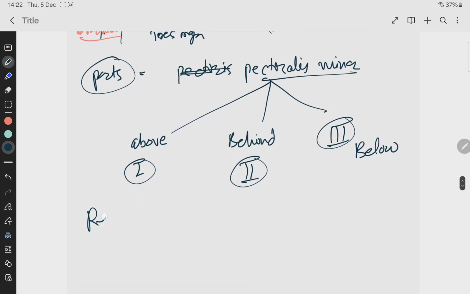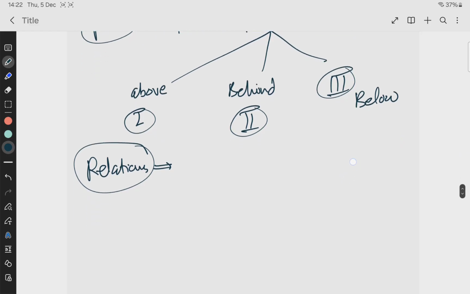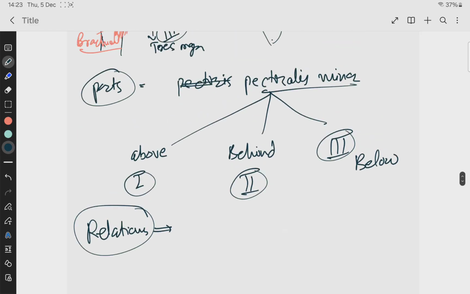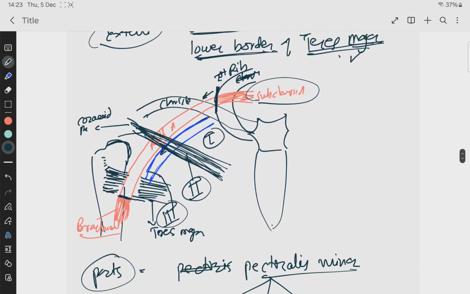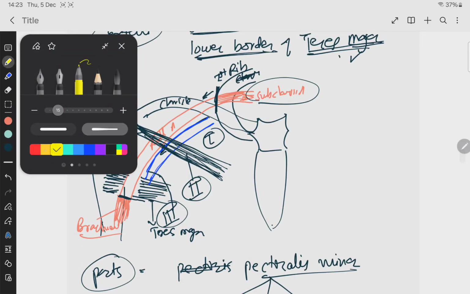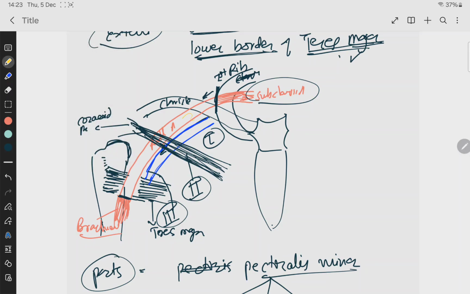Then we come to the relations of the axillary artery. The relations are in three parts. One by one we will see the relations of the axillary artery. Before that, we should know the orientation. Now at the first part of the axillary artery comes the brachial plexus. These are the two cords which lie laterally, lateral cord and posterior cord, and the medial cord lies behind the first part of axillary artery.